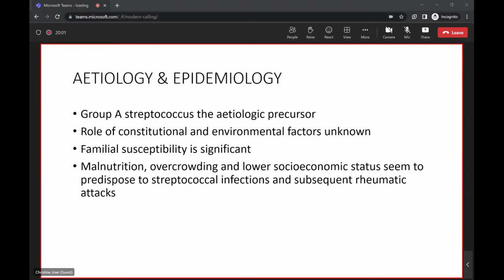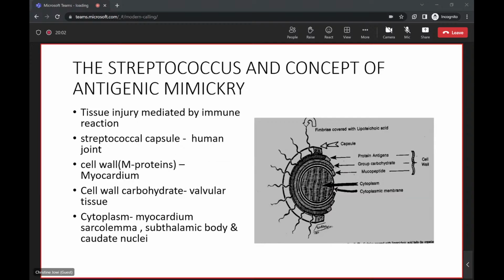If you have lower socioeconomic status, then with a sore throat, they may ignore it and they get rheumatic disease. The thing is, it is thought that you get tissue injury.